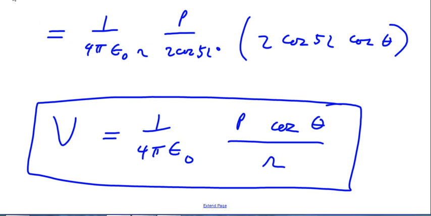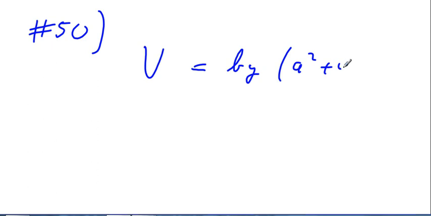Okay, one more, number 50. The electric potential in a region of space varies. So V is equal to B Y over A squared plus Y squared. Determine E.